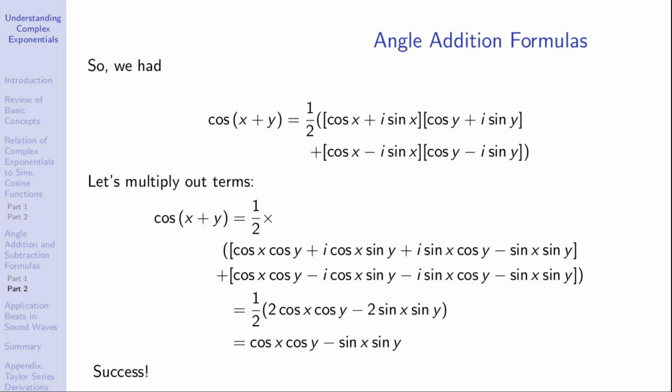And so we get that the cosine of x plus y is equal to 1/2 times 2 cosine x cosine y minus 2 sine x sine y. And the factors of 2 cancel out, and so the cosine of x plus y is equal to the cosine of x, the cosine of y, minus the sine of x, sine of y. So, success.